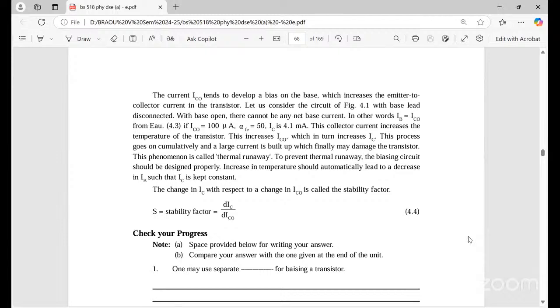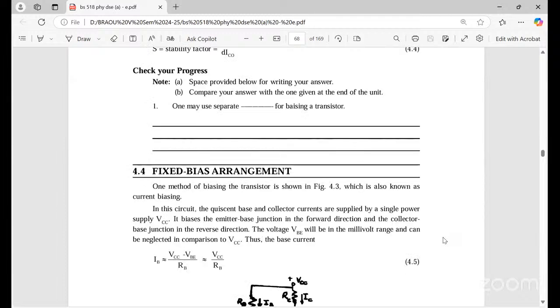This process goes on cumulatively, and a large current builds up, which finally may damage the transistor. More current accumulates at the collector region, which damages the transistor. This phenomenon is called thermal runaway. To prevent thermal runaway, the biasing circuit should be designed properly, and an increase in temperature should automatically decrease the base current, so that the collector current stays constant. The change in the collector current with respect to the change in the minority charge carrier collector to base current is called the stability factor. This is the most important short question.